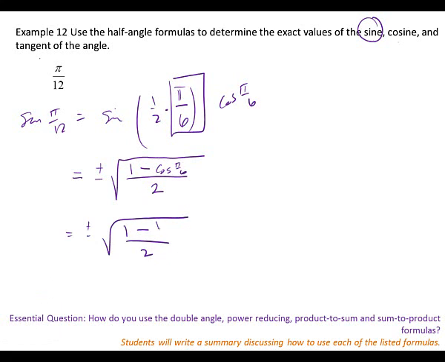I think somebody said it, right? Square root of 3 over 2. So what's a better name for 1? 2 over 2.